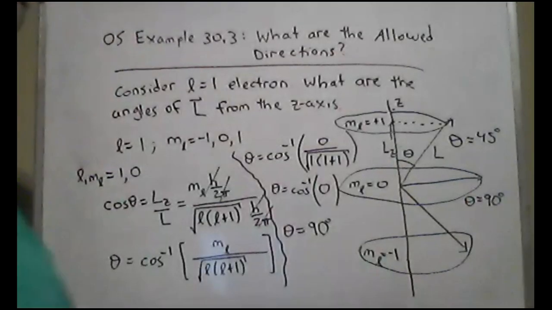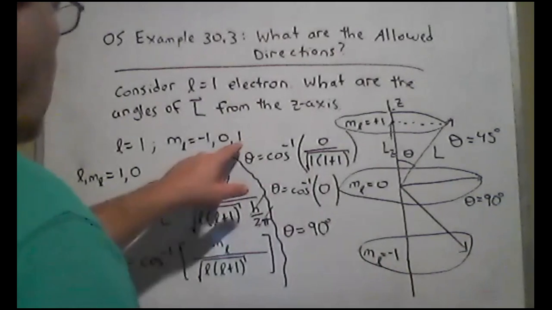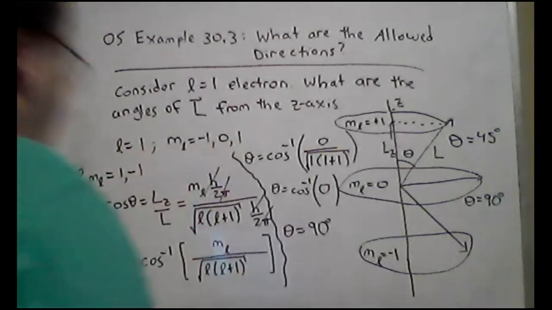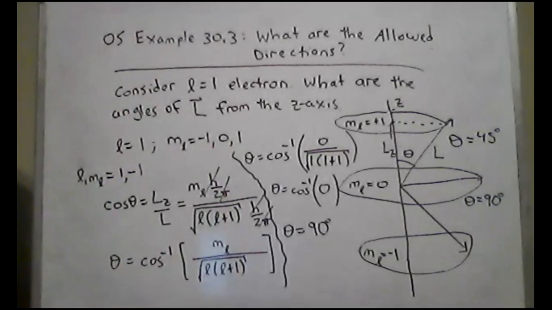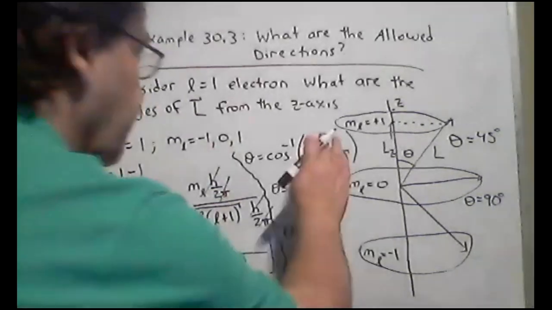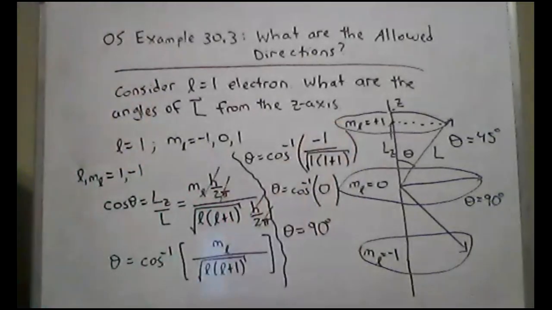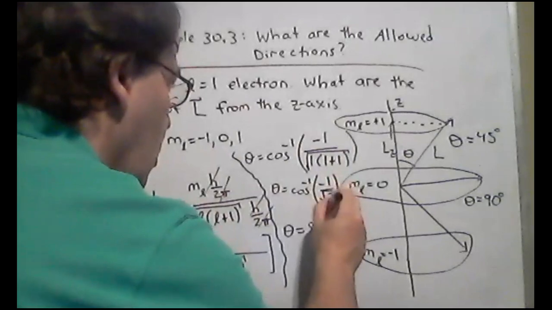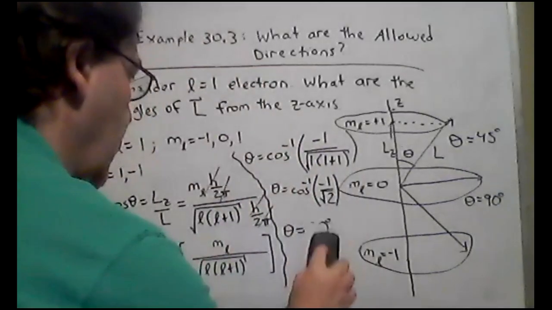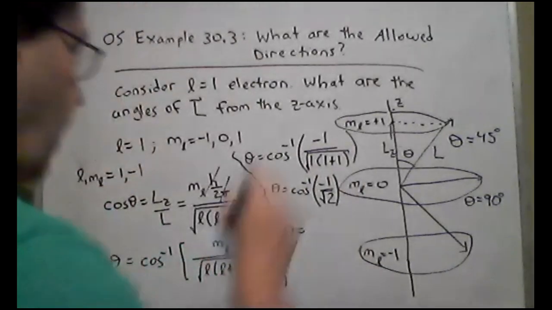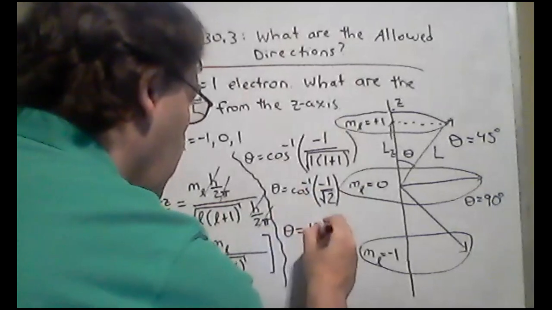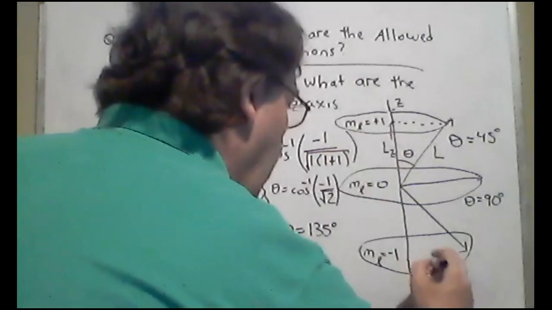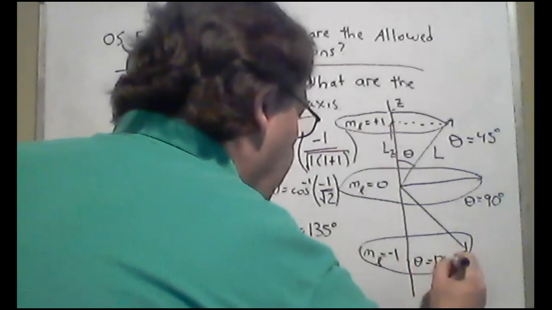That's another accepted angle. What about the last one? Well, again, the only other value that m sub L can take on is -1. We'll put -1 here now. Consider L, m sub L, 1, -1. Everywhere you see m sub L, you put -1. L still remains as 1. This becomes -1. And of course, this is going to become what? -1 over the square root of 2. And that's going to give you 135 degrees from the positive z-axis, which is 45 degrees from the negative z-axis. So this final angle will be theta of 135 degrees.